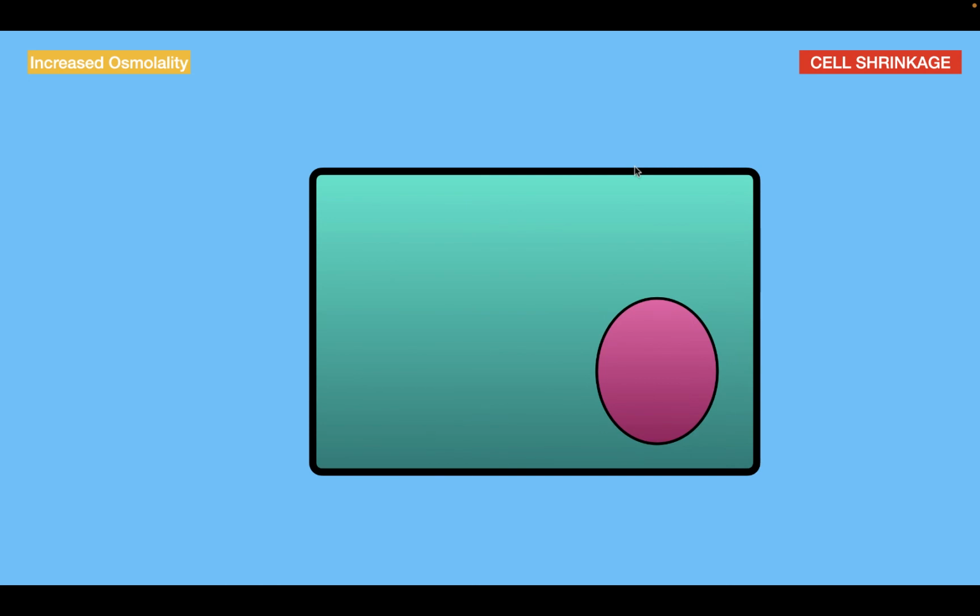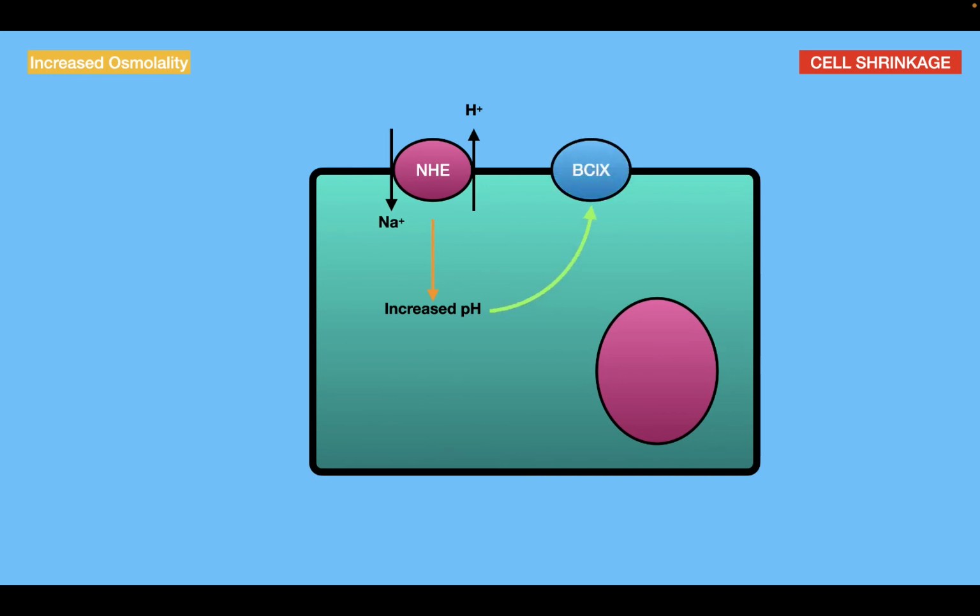Well, this shrinkage is actually going to activate a specific protein called the sodium hydrogen exchanger. So the shrinkage activates this protein, which basically brings one proton out of the cell and one sodium into the cell. Now, as protons are removed from the cell, this causes the pH of the cell to increase. And as the pH increases, this activates another transporter called the chloride bicarbonate exchanger. So what this does is it moves one bicarbonate out of the cell and one chloride in the cell.